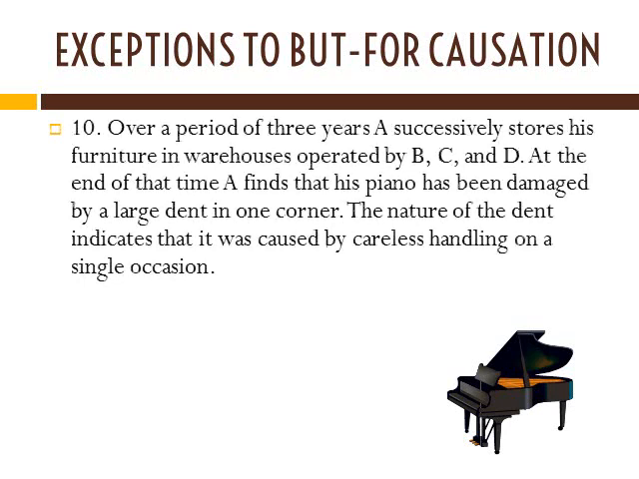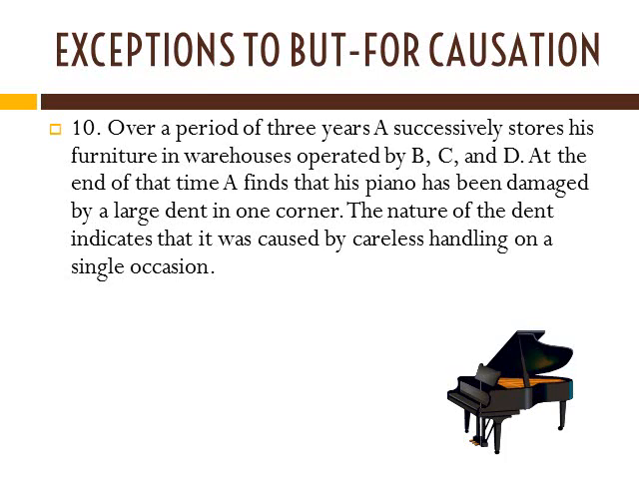Let's try this out on an example. So this is a hypothetical from the second restatement of torts. It says that over a period of 3 years, A successively stores his furniture in a warehouse operated by B, C, and D. I love the way they give these people creative names. At the end of the time, A finds that his piano has been damaged by a large dent in one corner. The nature of the dent indicates that it was caused by a careless handling on a single occasion. That dent's telling you quite a bit. But in any case, A wants to sue B, C, and D.